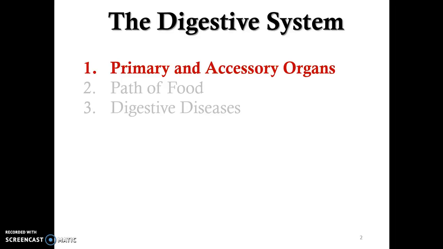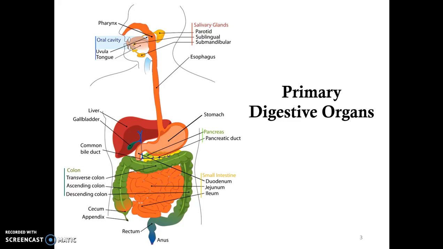Today we're going to be talking about three main topics. The first is we're going to go over all the organs of the digestive system. Then we're going to look at the path that food takes through this system once we eat it. And then finally we're going to talk about 6 different digestive diseases. So we're going to start with these primary digestive organs.